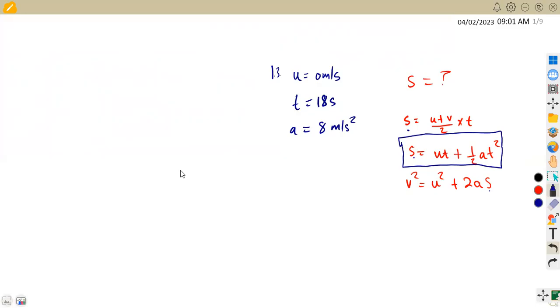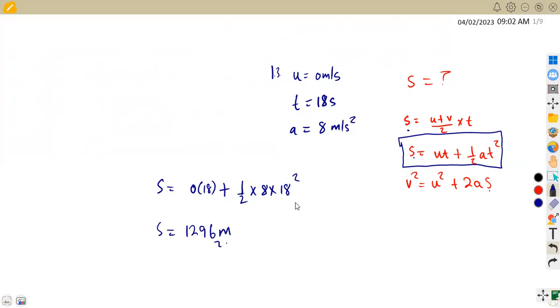So our S, which is the displacement, is going to be ut, whereby we said u is 0. So it's going to be 0 times the time of 18 plus half at squared, which is the acceleration of 8 times the time of 18, which is 18 squared. All right, so that is going to give us the total displacement of 1,296 meters. That is what you could have done in this case.